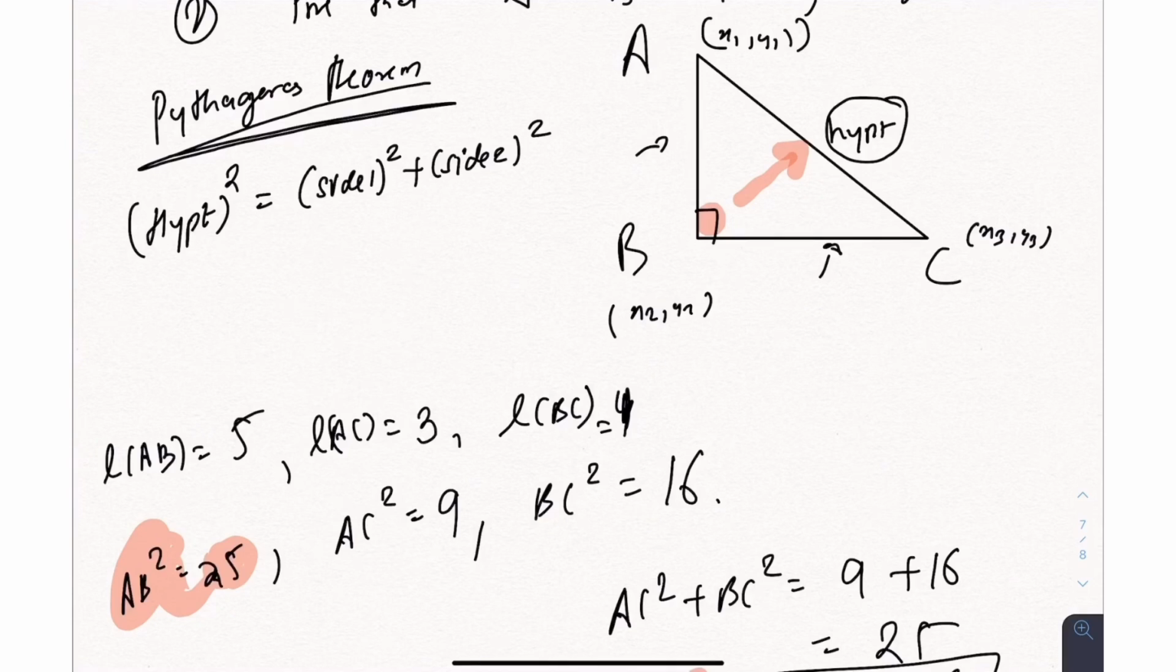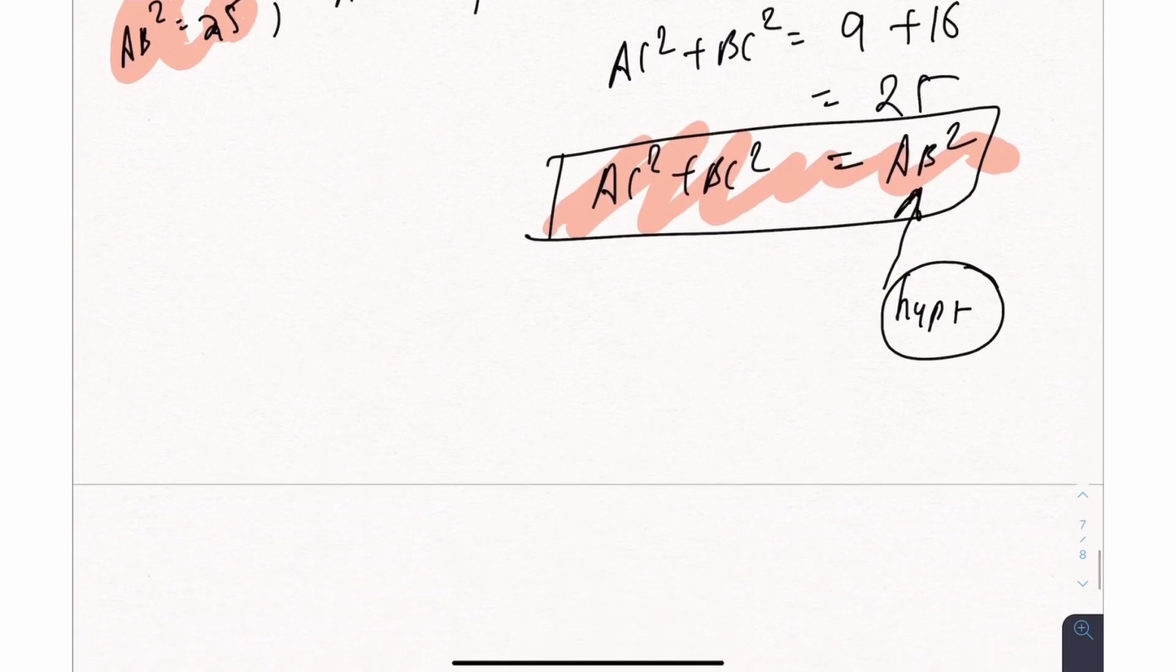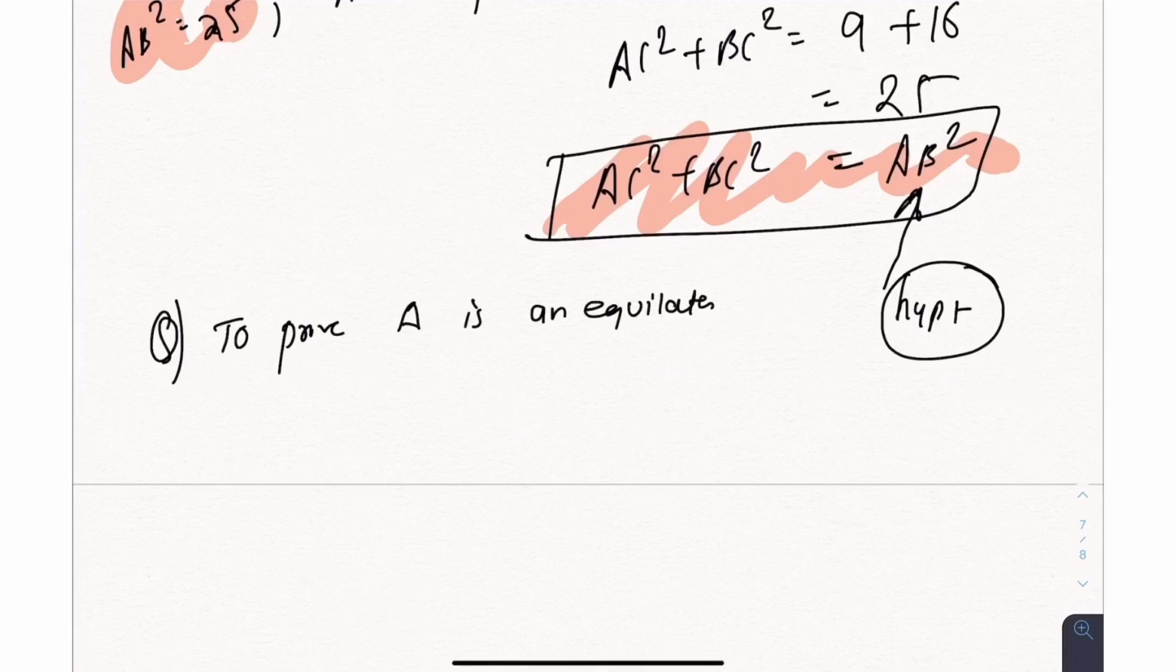Okay, they can also ask you one more type of question, where the question will be to prove the triangle is an equilateral triangle. Again the coordinates will be given, x1 comma y1, x2 comma y2, and x3 comma y3. Instead of x1, y1, you will get numbers, but the three vertices will be given, and we have to prove the triangle is equilateral. What is an equilateral triangle? An equilateral triangle is a triangle whose all sides are equal and all angles are equal.